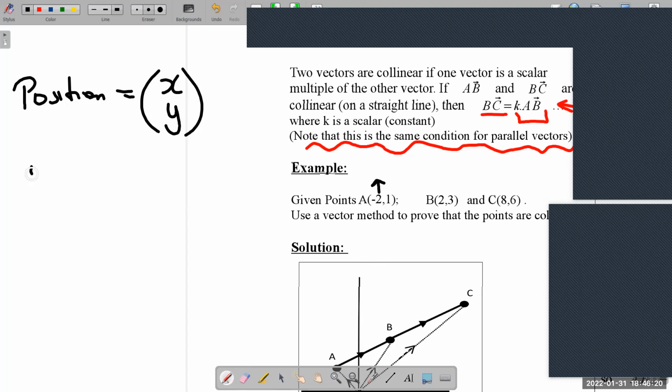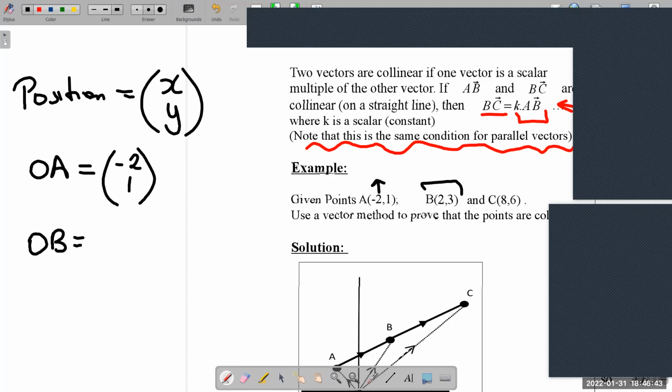So let's go. OA is what we would call the position vector in this case. What would OA be? OA would be -2, 1. Everybody following me? So how do we change B to a vector? What would B be as a vector? It would become OB, and we know that 2 is the X and 3 is the Y. So 2 to the top, 3 to the bottom. Boom. Everybody with me still?